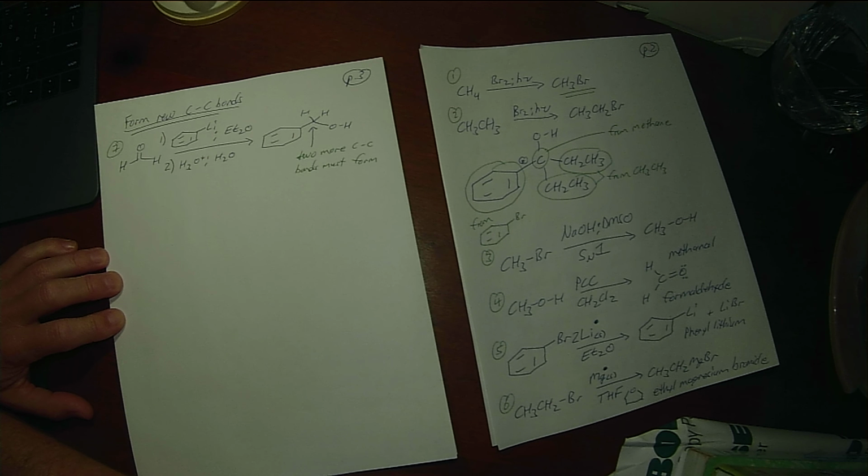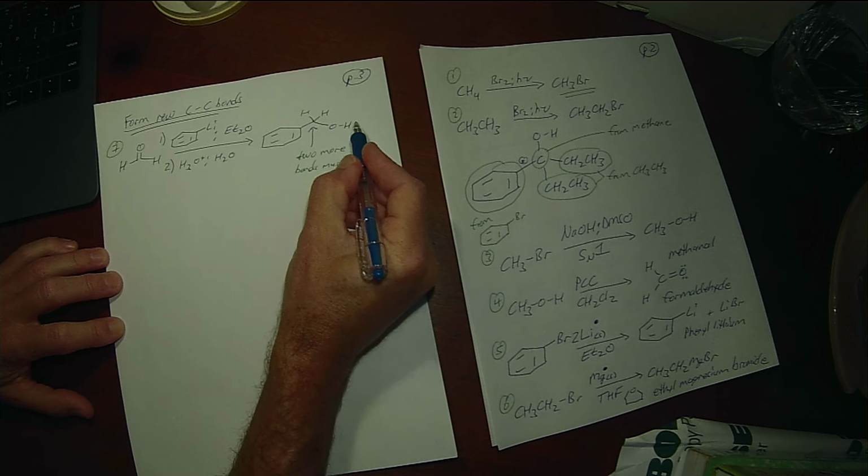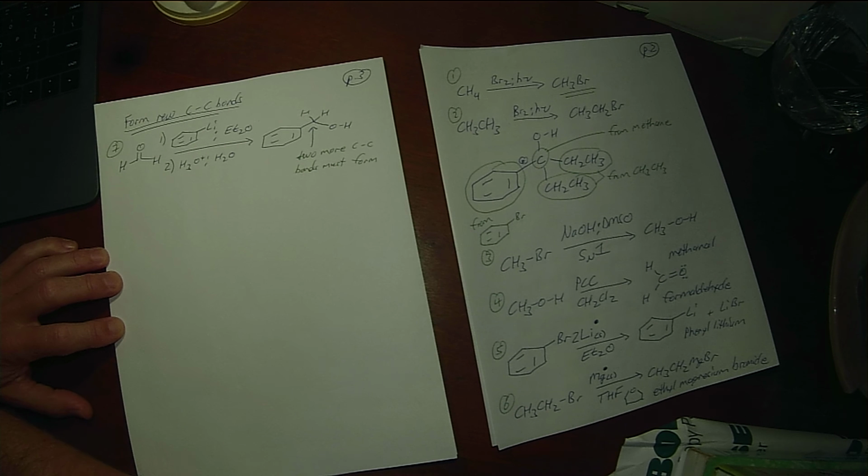Can you do an SN2 displacement where a negatively charged organometallic carbon kicks out hydroxide ion? No. Right? Organometallic reagent in presence of an alcohol, all it's going to do is take that hydrogen off because it's a strongly basic reagent.